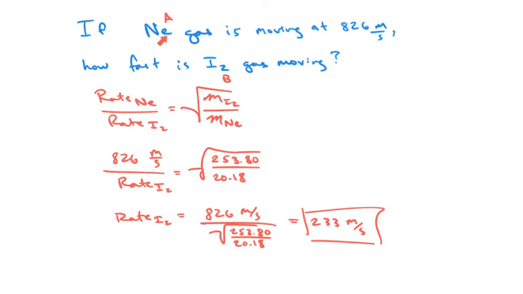Okay, making neon gas A, since it's faster, and I2 gas B, we set up our expression from Graham's law like this. Plug in 826 for the rate of neon. We're going to end up solving for the rate of I2 is equal to the square root of the molar mass of I2, 253.80, divided by the molar mass of neon, which is 20.18. Rearranging this whole thing, we get 233 meters per second, which should make sense. I2 is a heavier gas. It should be moving a lot slower than neon, which it is.